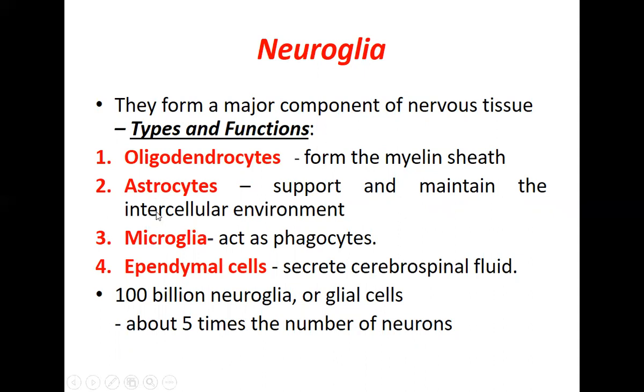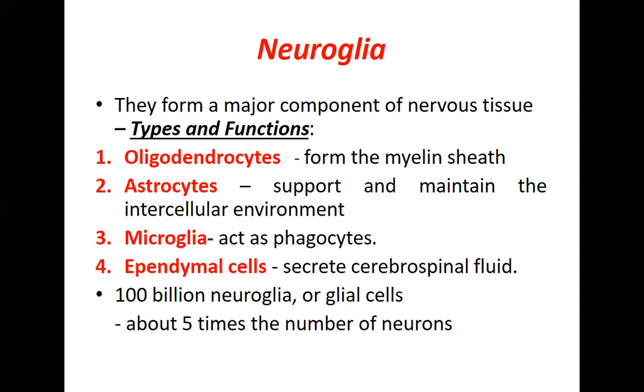Then the third type of supporting cells is called the microglia, which act as phagocytes. Phagocyte means those cells which eat the dead and destroyed tissues. These are the phagocytes. Then the fourth type of cell is called the ependymal cells. Ependymal cells secrete the CSF, cerebrospinal fluid, the fluid in and around the brain and the spinal cord. That is secreted by the ependymal cells.